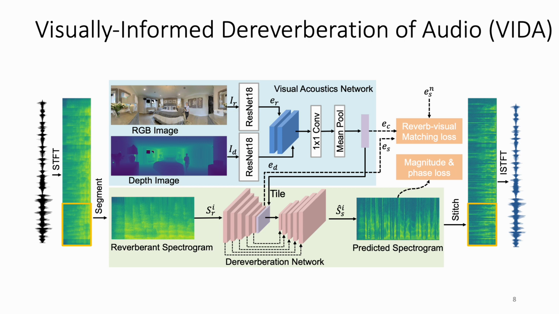Our model consists of a visual acoustic network and a dereverberation network. The goal of the visual acoustic network is to extract room acoustics features from visual inputs. Given RGBD images, we use 2 separate ResNet 18 networks to extract features of both images and then fuse them together. The goal of the dereverberation network is to remove reverberation in the input spectrogram conditioned on the visual feature. Given the spectrogram, we use a UNet encoder to extract the audio feature, concatenate it with the visual feature, and then use a UNet decoder to predict the clean spectrogram.